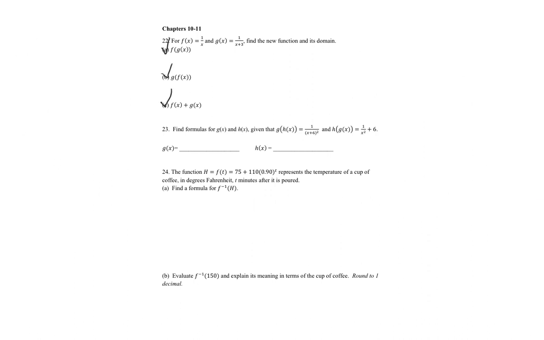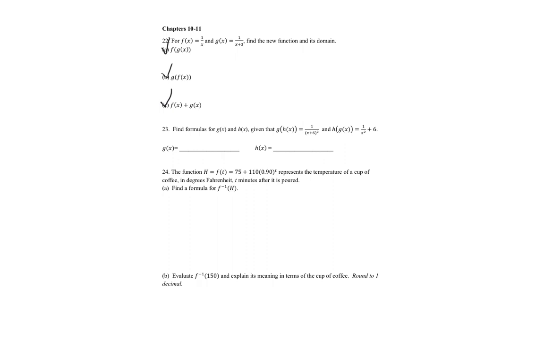Now looking at number 23, it says to find formulas for g of x and h of x, given that g of h of x is equal to 1 over x plus 6 squared, and h of g of x is equal to 1 over x squared plus 6. So this one, you kind of just have to look and see what's going on.